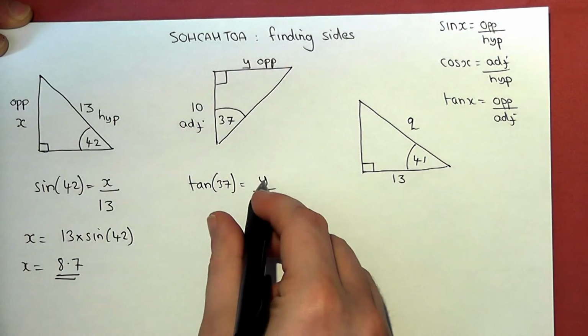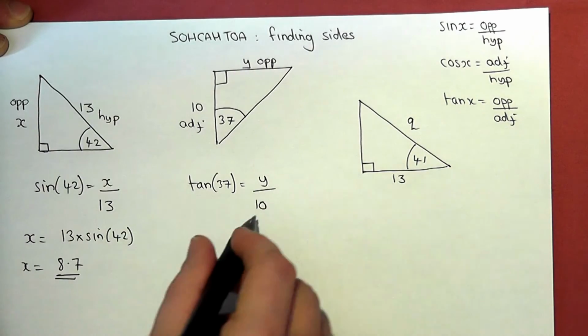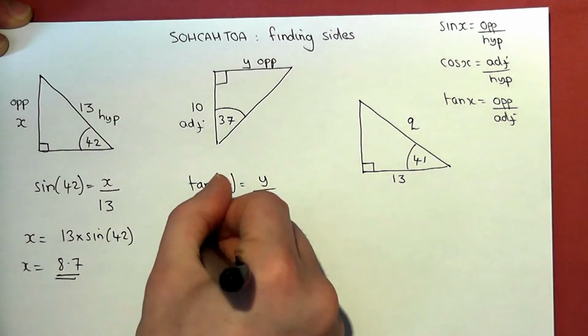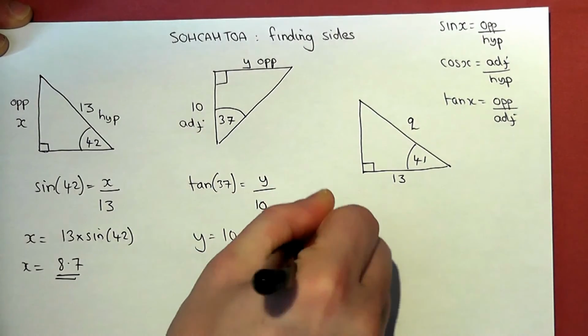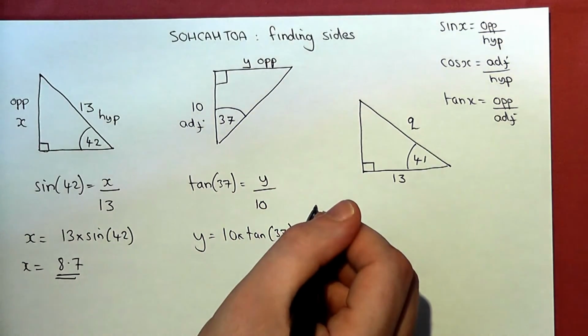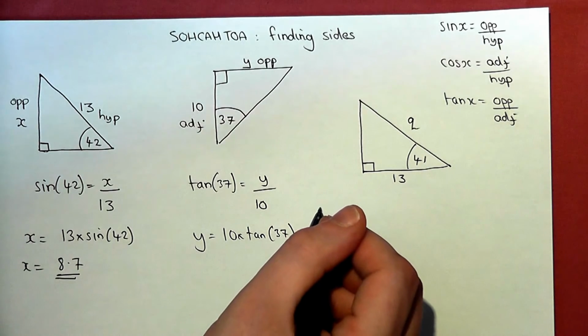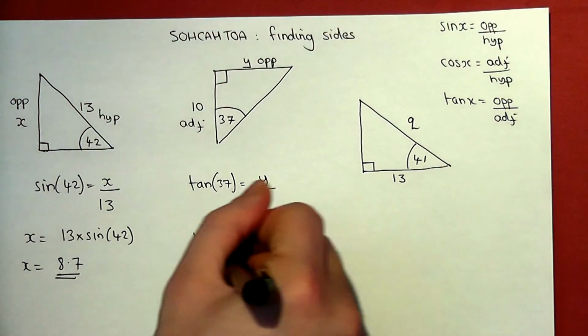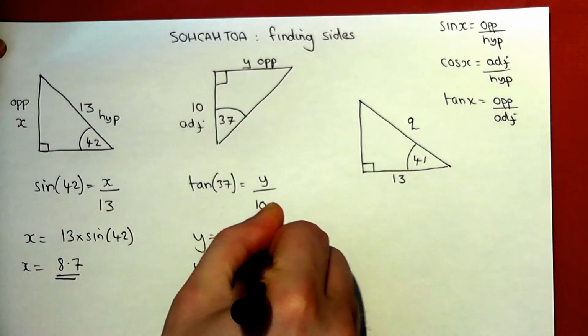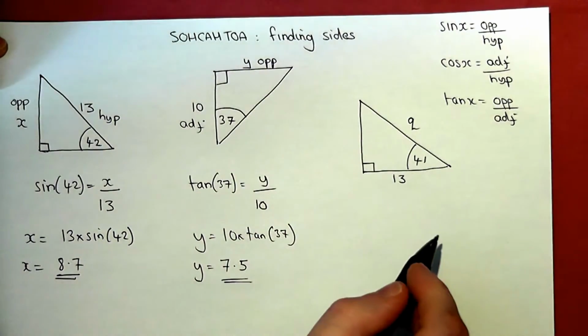So again, to find y, I must rearrange the equation by timesing by 10. So y is 10 lots of tan 37. So I input that into my calculator, 10 lots of tan of 37, and the answer is 7.5. So y has a length of 7.5.